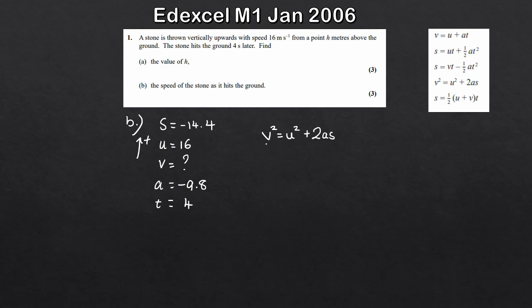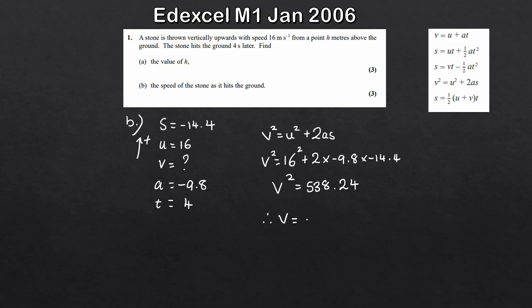So, plugging everything in then, V squared we don't know yet. U squared, well that's 16 squared, plus 2 times A times S, so plus 2 times minus 9.8 times minus 14.4. So I get V squared is equal to 538.24. So again, I just take the square root of both sides for V. And remember, we omit the negative solution because a negative answer for V doesn't make sense. So we get 23.2 meters per second. Okay, and that's the speed of the stone as it hits the ground.